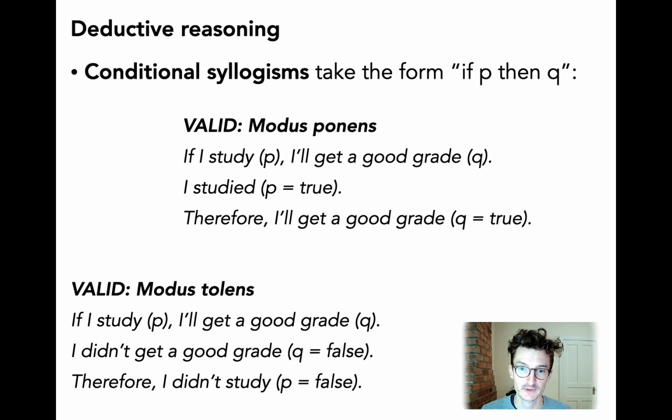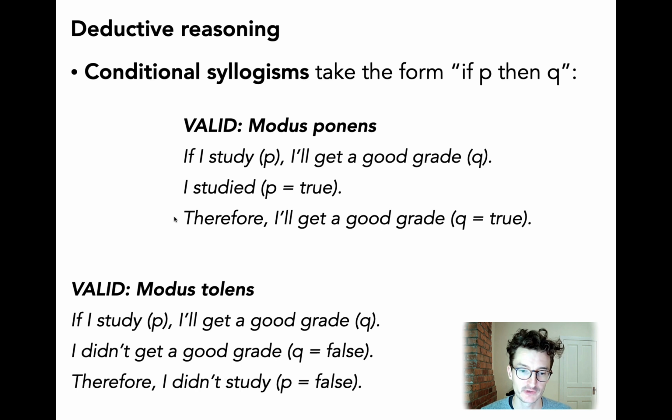So let's work through the example of modus ponens here on the screen. If I study, I'll get good grades. So we have this if P then Q form. P is true, I studied. Therefore, we can conclude with 100% certainty that you'll get a good grade. Because P is true, Q must be true. So that's modus ponens, the first valid form of the conditional syllogism.